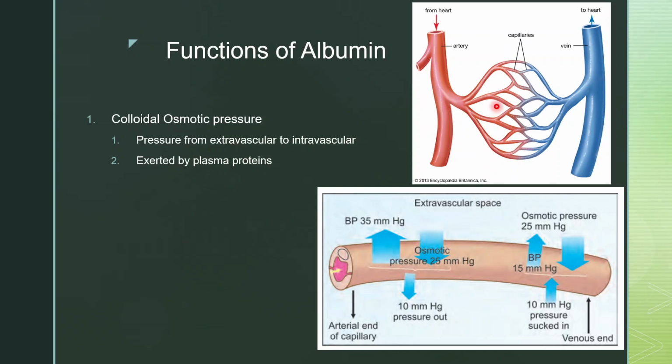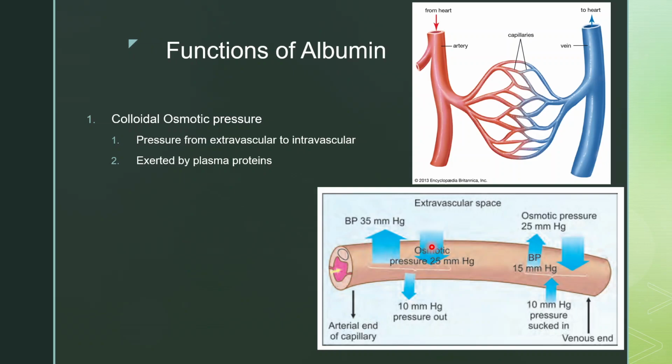This is the arterial end and this is the venous end. At the arterial end, at the capillaries, we have two pressures acting. One is the outward pressure, which is pushing the fluid from intravascular to extravascular. Which pressure is this? This pressure is the blood pressure, which we commonly measure. It is an outward pressure which is exerted on the walls of the arteries.